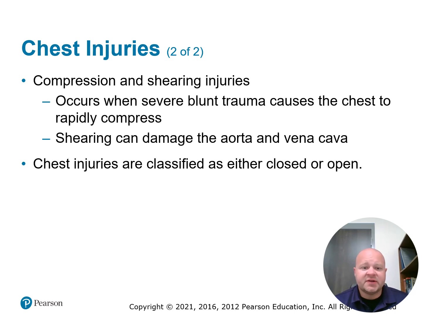Compression and shearing injuries. This can occur when severe blunt trauma causes the chest to rapidly compress. Something like an unrestrained driver that hits the steering wheel and causes very sudden compression to the chest wall. That can damage the big vessels, the aorta and the vena cava. Chest injuries are classified as either open or closed, and that's exactly what it sounds like. A closed injury does not have any pathway to the outside world, and an open injury does.